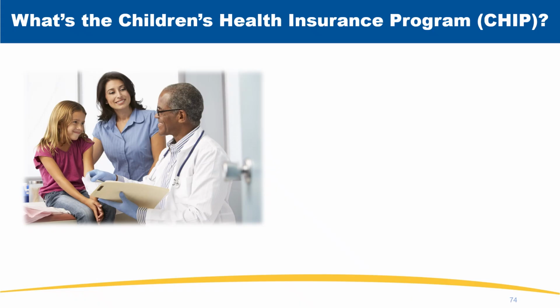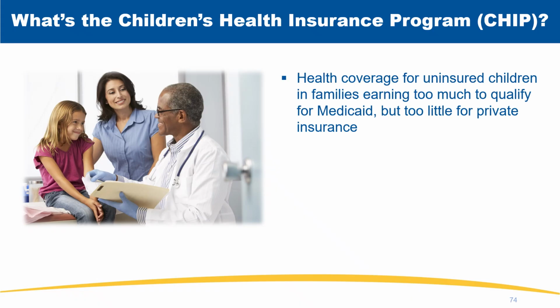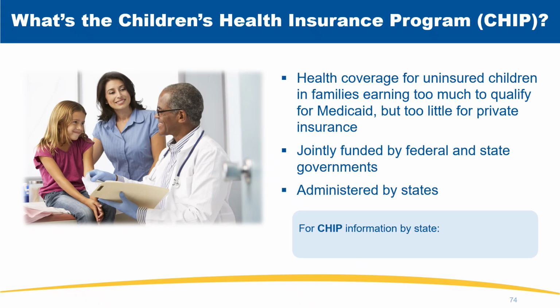What is the Children's Health Insurance Program, CHIP? It is health coverage for uninsured children and families earning too much to qualify for Medicaid, but too little for private insurance. It is jointly funded by federal and state governments. It is administered by the states.